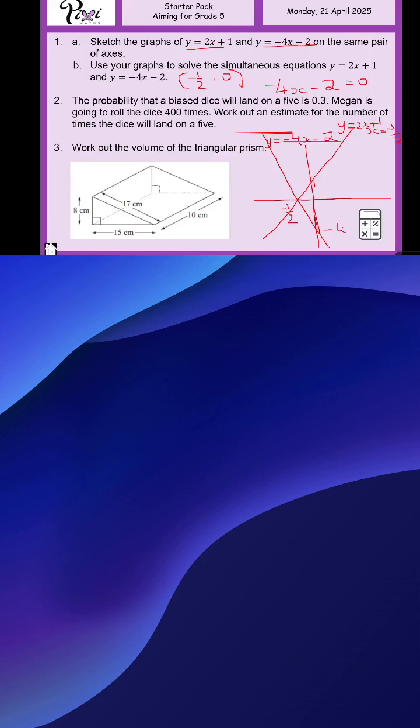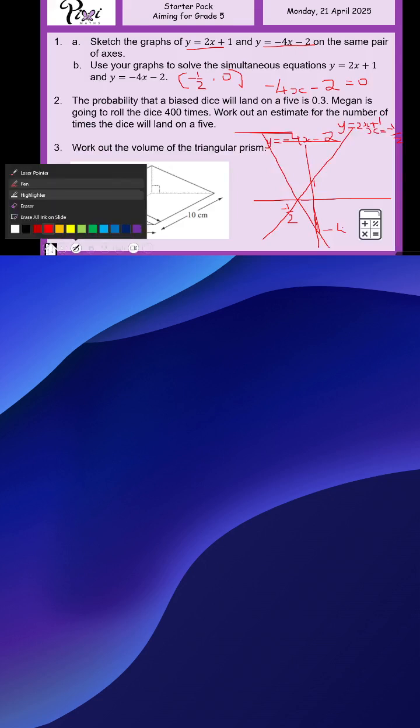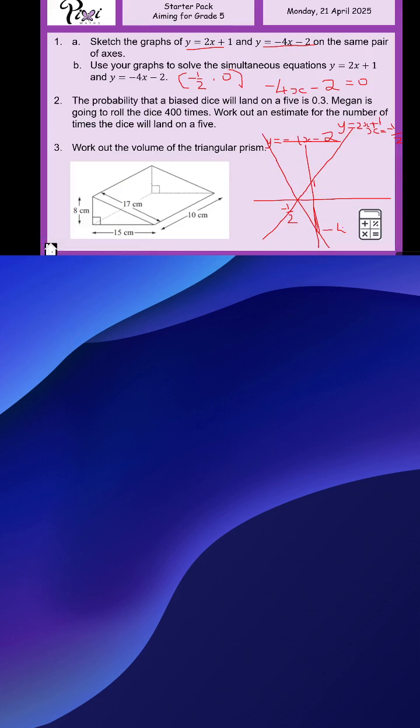I hope that makes sense, guys. Sorry that I went over it pretty quickly, but check any bits if you're unsure. Part B is where they intersect, so once you've plotted your graph, you can see that. I know I didn't plot mine out. Does that make sense, guys? Sorry, it was a bit quick.